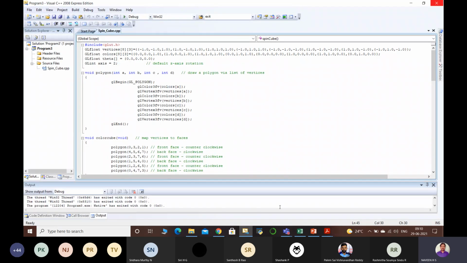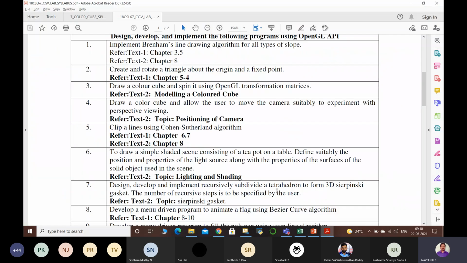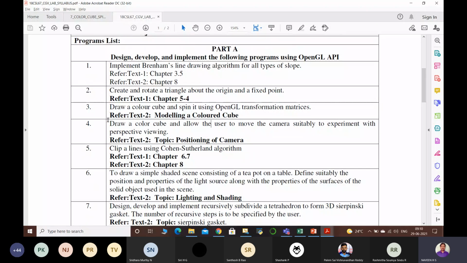Okay, so that's all about your third and fourth program. This is about modeling the color cube and applying simple transformations, and this is just moving the camera and positioning the camera. According to that, you observe the output. So this is about your last three classes. We have gone through the laboratory programs.